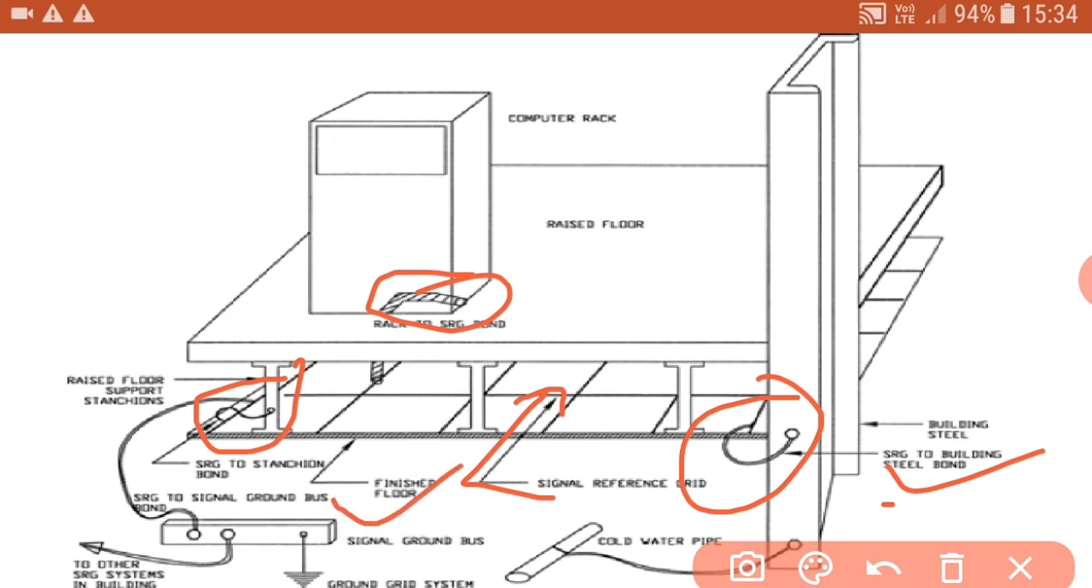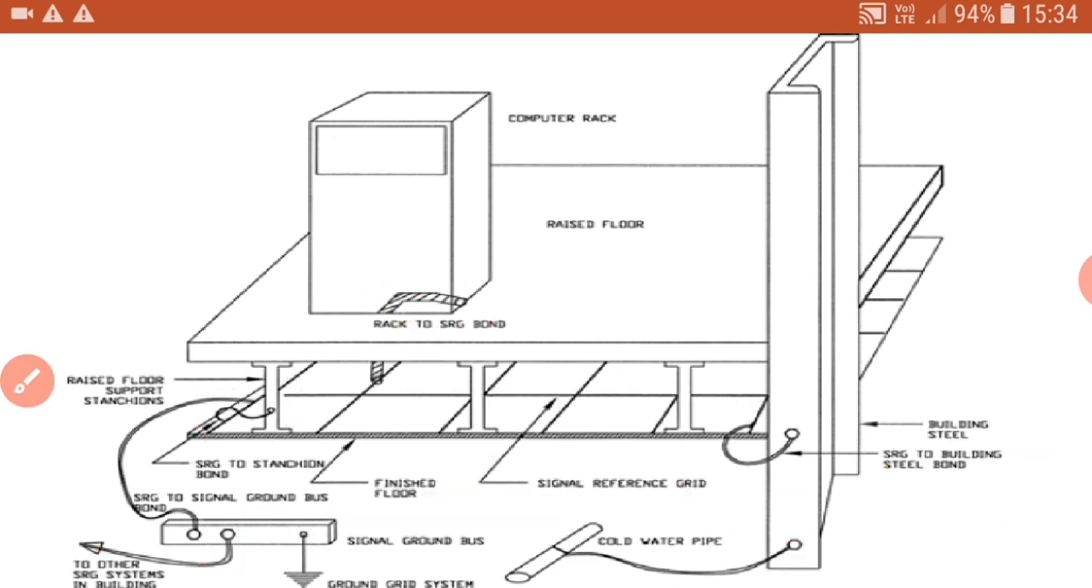This is the signal ground bus. It means all the ground signals come here, and it will be grounded. One connection is directly given to the other signal reference ground systems in the building. Okay, so this is the way all the grounding and bonding are done in the computer or communication data center, and we can observe all these things in this typical diagram.